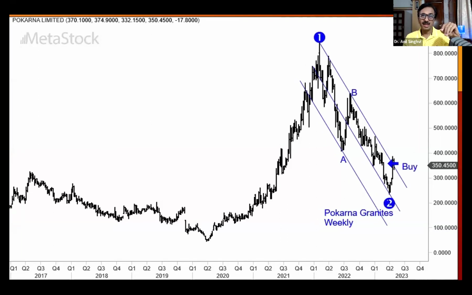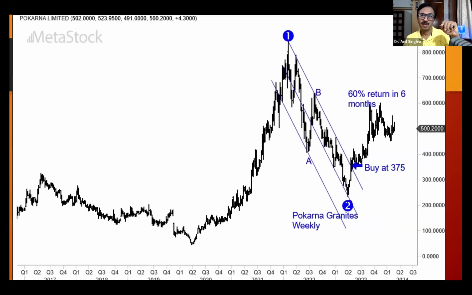So we bought this at 390 or something, and that was again in the third quarter of 2023. Look what happened after that. This is the price action after that. It has gone all the way to 600. We got a 60% return in 6 months, and it is now consolidating.